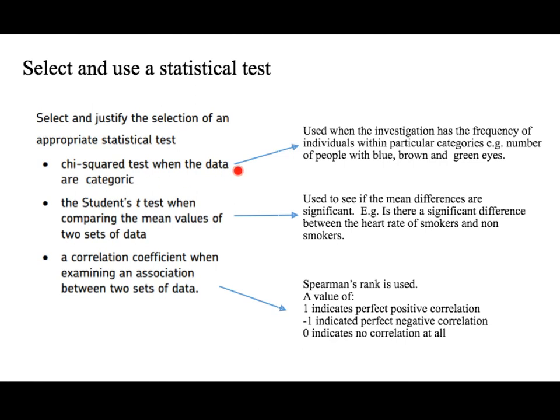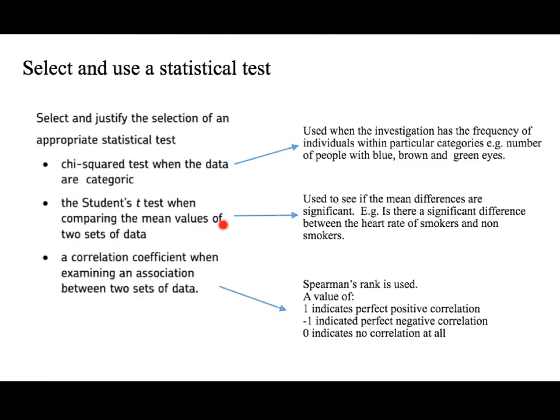So the chi-squared test is used to see if there's a difference between observed and expected values. This is often used in genetics. So because of a genetic link, there should be a certain proportion of a population that has blue, brown or green eyes. So you can then compare, does the population you've got match the expected values.